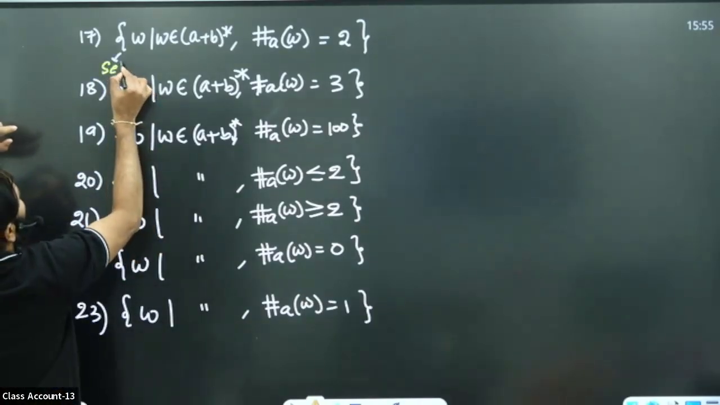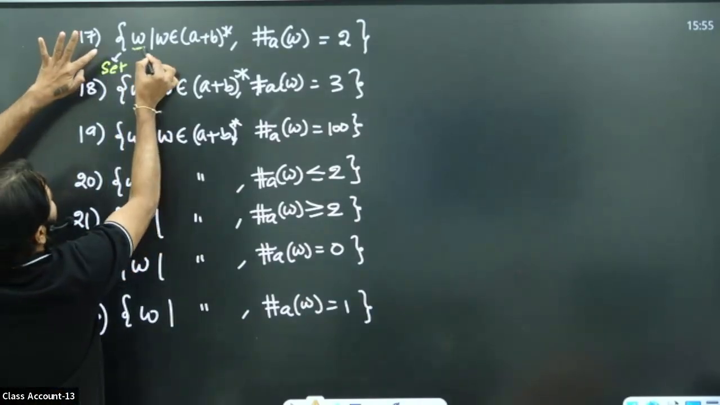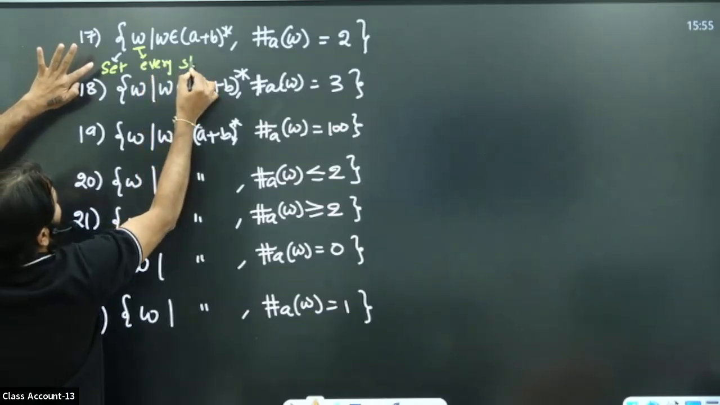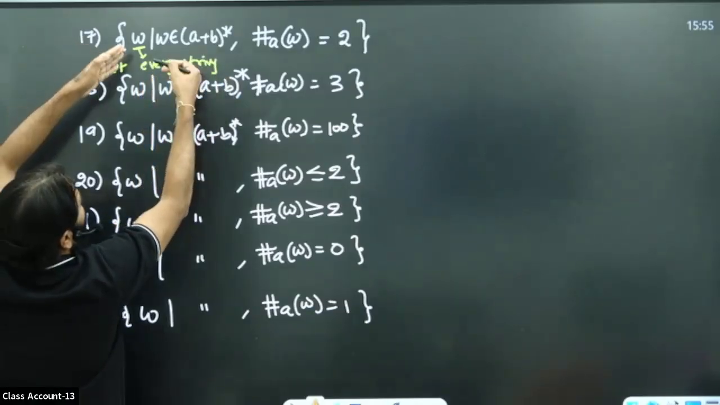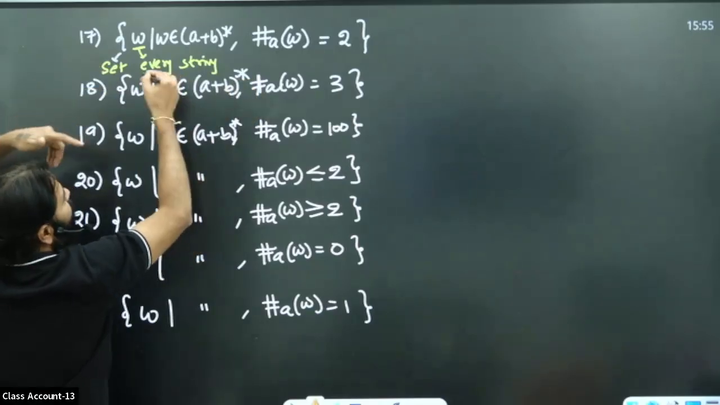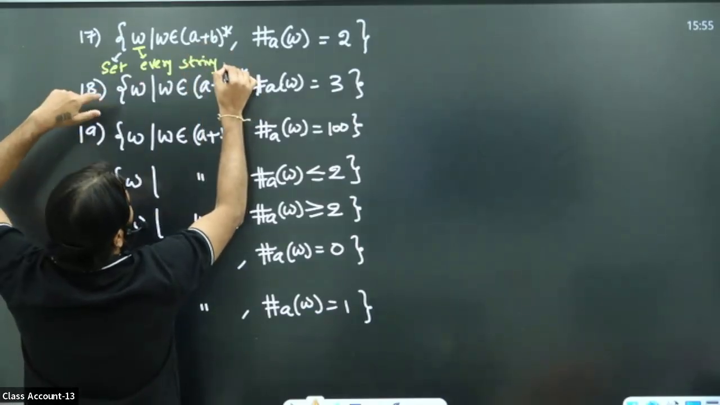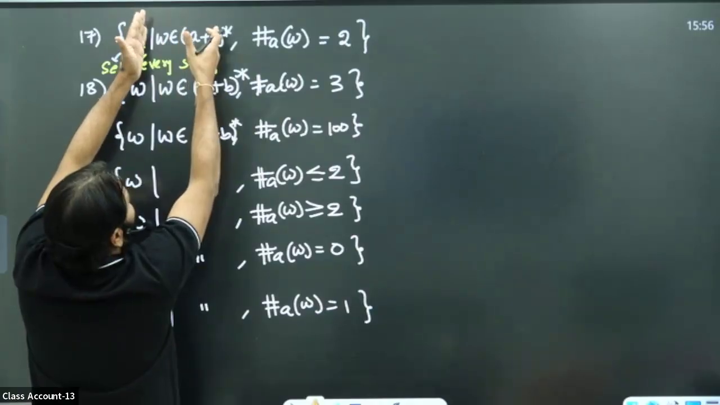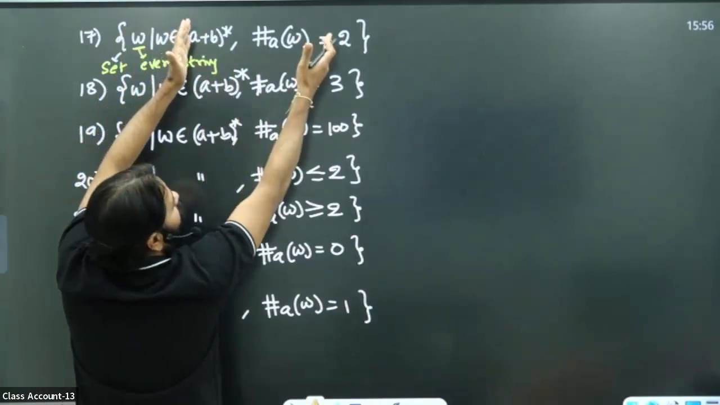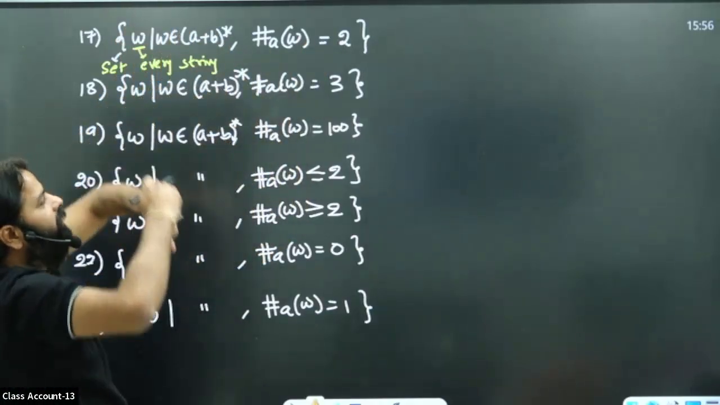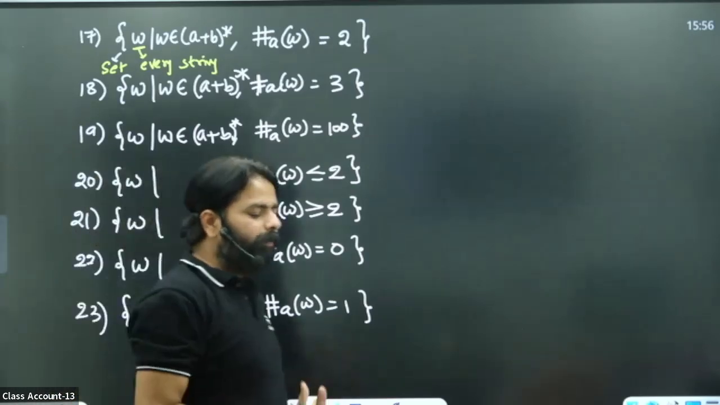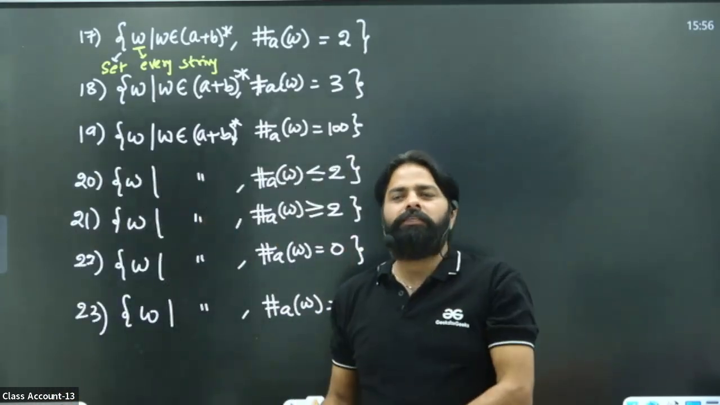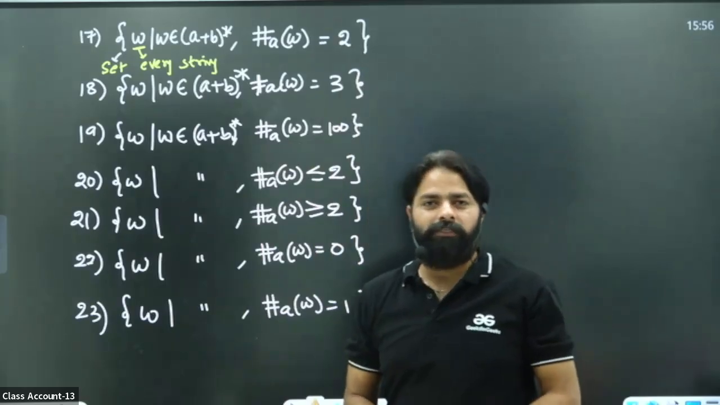Set, correct? And what is this? Every string, you are talking about every string, not one string. Every string in this set, two conditions are there. One, it should be in (A plus B) whole star, and that should have exactly 2 A's. In the (A plus B) whole star, it should filter all the strings which are having exactly 2 A's. Got it?